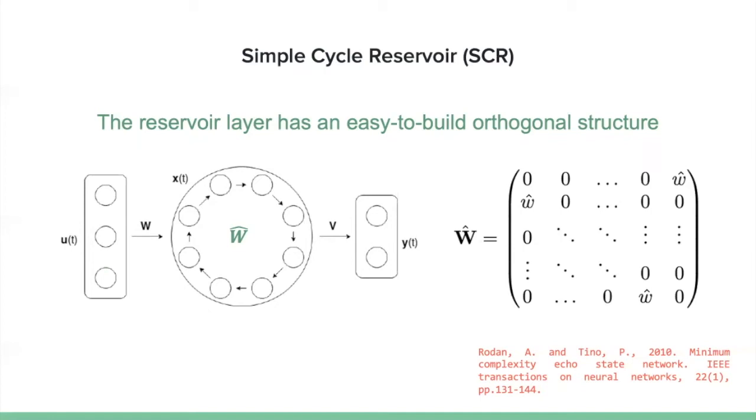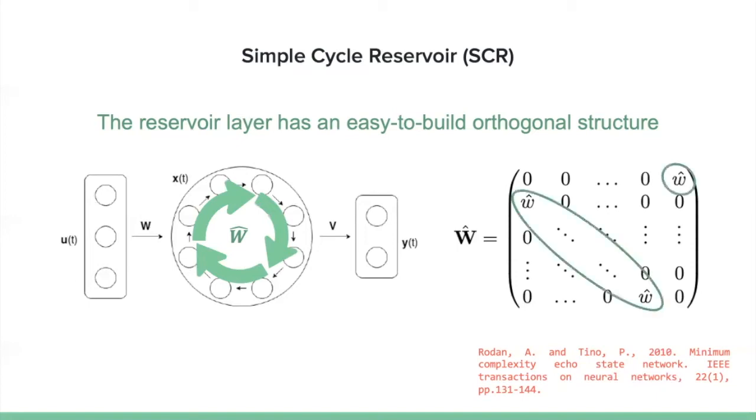So you can find more details in this famous contribution by Rodan and Tino, but the main idea is that a simple way to achieve a reservoir system with an orthogonal recurrent structure is to shape the topology such that the neurons in the reservoir form a cycle. This is called the simple cycle reservoir and corresponds to a recurrent weight matrix with a very simple and nice structure where the non-zero weights are limited to the elements in the subdiagonal and in the top right. All the other entries are 0, and all the non-zero elements are set to the same value, in this case W hat, which in practice is equal to the spectral radius of this matrix.